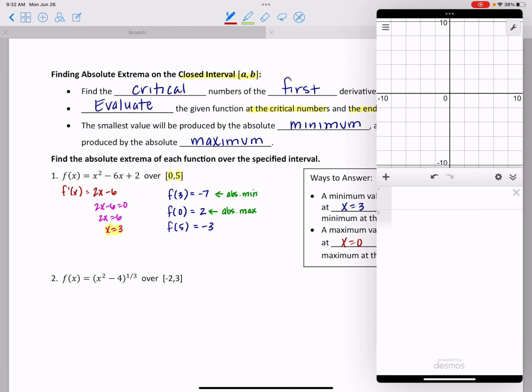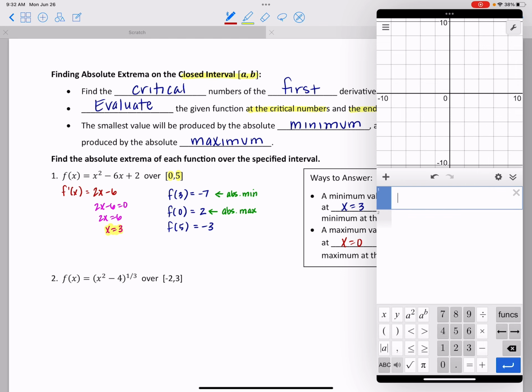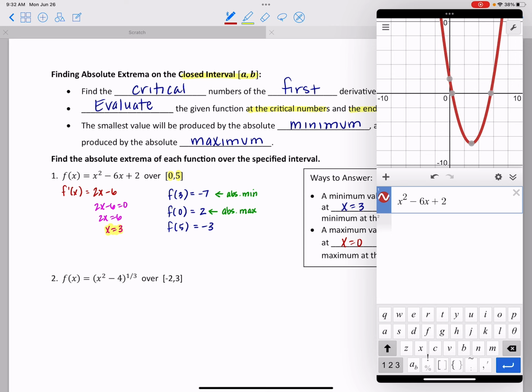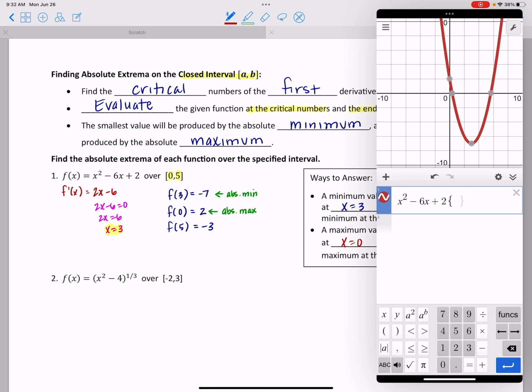But remember, your graph shows you all the information you're looking for, so you might as well confirm what you're doing with Desmos. So let's look at x squared minus 6x plus 2. Now remember, we're only looking at the interval from 0 to 5, so I'm going to go ahead and put that in here just to make sure we're looking at the correct portion of the graph. So I'm going to go from 0 less than or equal to x less than or equal to 5.